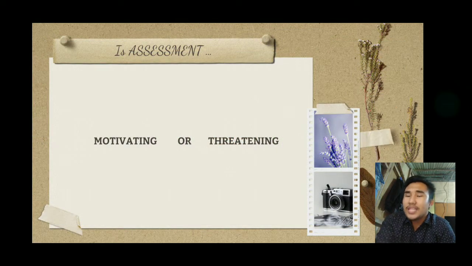So is assessment motivating or threatening? If we say assessment is motivating, it means that students are more eager to learn something. Whereas if assessment is threatening, it means that if they don't learn something, or they didn't learn a certain topic, their grades will be affected. So that is why it is kind of threatening.